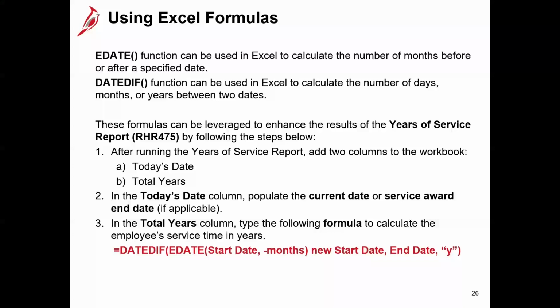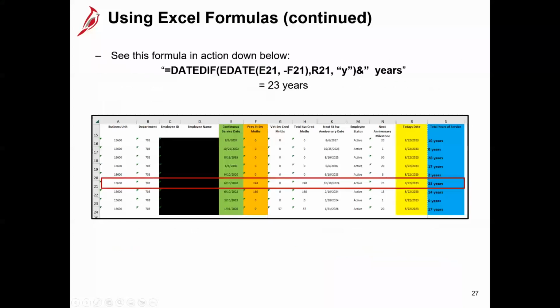At a high level, we have listed out some steps that you would go through in order to utilize this formula, and the formula itself at the bottom. It is a nested formula, which means there's a formula within a formula. And this specific formula, if you go to the next slide, actually takes the prior service years and the continuous state service date.